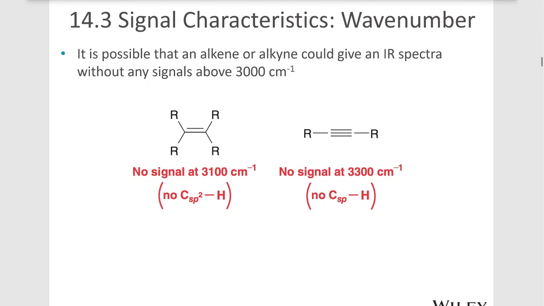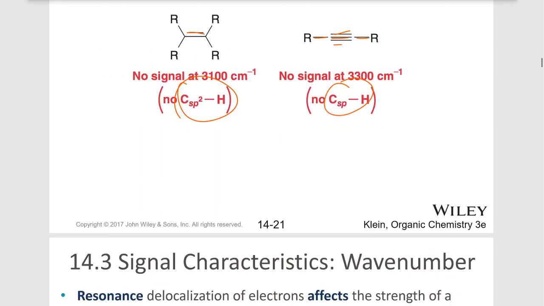So you can have an alkene and an alkyne in an IR, and if you don't have any sp2 or sp CHs, then you won't get a signal. In other words, if you have a tetrasubstituted double bond that doesn't have any hydrogens on it, then you won't get a signal above 3000 for that functional group. If you have a disubstituted alkyne with no hydrogens on it, then you won't get a signal at 3300 for that functional group because there's no sp CH here or there's no sp2 CH here.